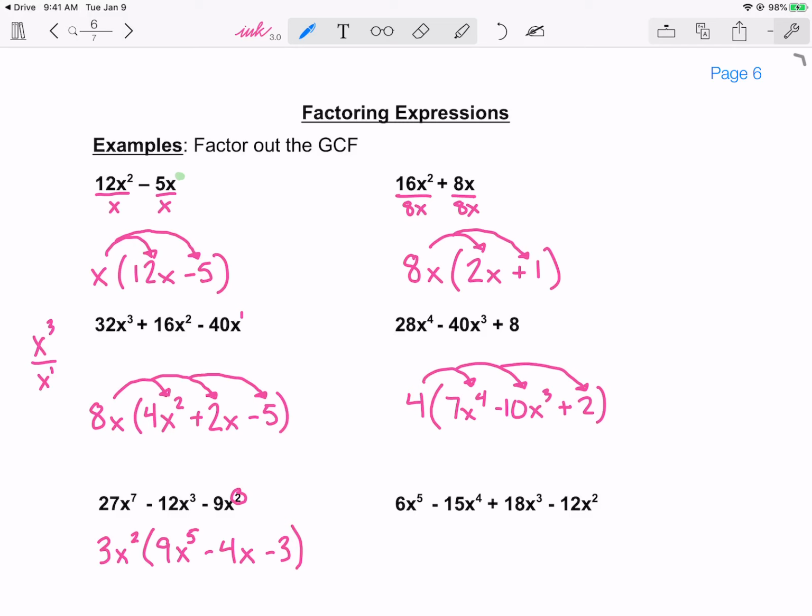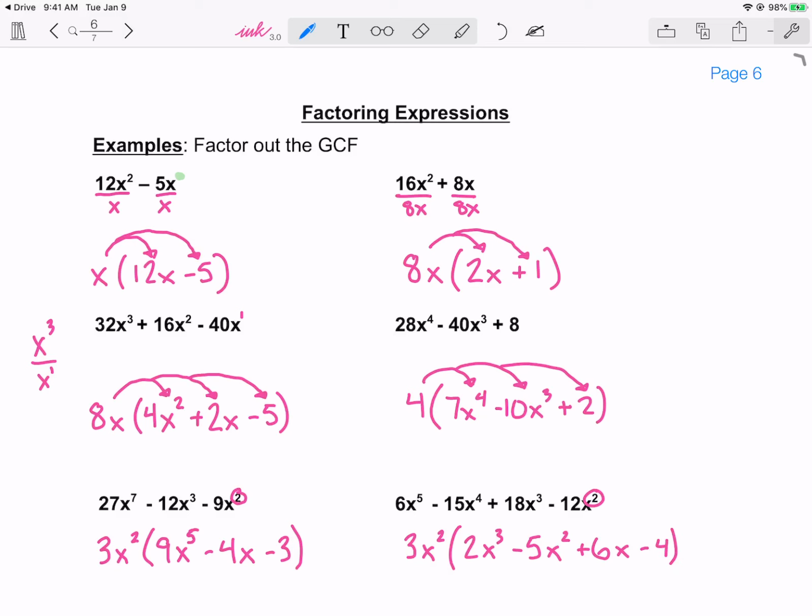18 divided by 3 is 6. X cubed over x squared leaves me just an x. And then finally negative 12 divided by 3 is negative 4. So that's just a quick run through. I'll let you multiply out to verify that one. And let's see a few more complicated ones.